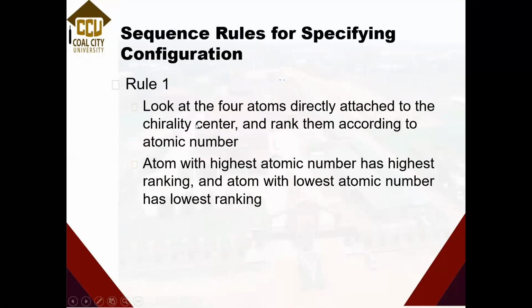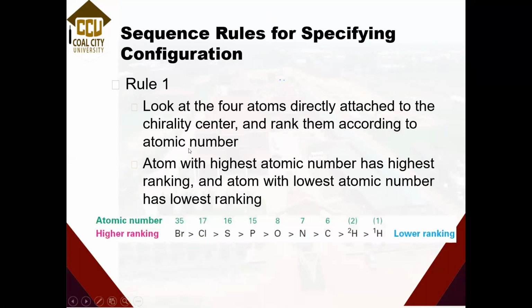So rule number 1: look at the 4 atoms directly attached to the chirality center and rank them according to atomic number. So we are going to look at the 4 atoms that are directly attached to the chirality center, and then we rank them according to atomic number. The atom with the highest atomic number has the highest ranking, and the atom with the lowest atomic number has the lowest ranking. Very, very important. We rank them based on atomic number.